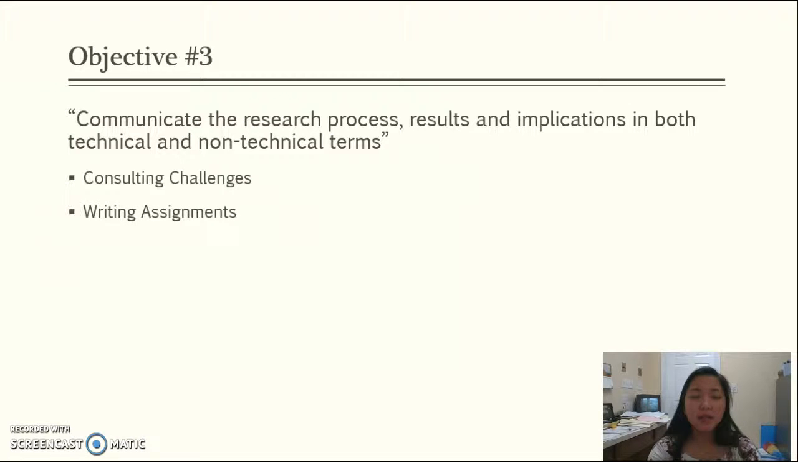The writing assignments helped with this as well. They really helped with the technical terms, and that helped me prepare for the consulting challenges. And also the video presentations: you have to be fast and quick and deliver a lot of information in a short amount of time, so technical terms isn't the right approach for that, and so you kind of had to force yourself to learn the non-technical terms that way.